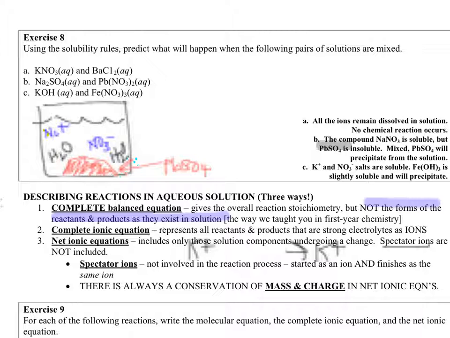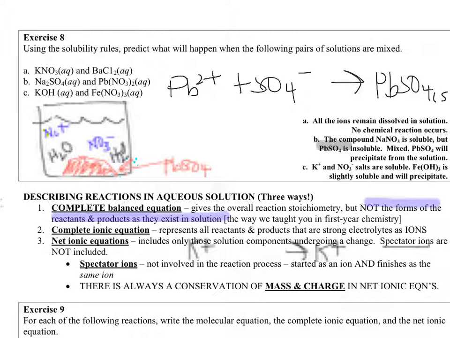So if I were to write my net ionic equation for that lead sulfate, I would just have the lead ions and the sulfate ions, and on the other side PbSO4 solid. The other ions remain as ions in solution. The sodium and the nitrate are highly soluble. They don't change at all from reactant to product side, so I'm going to leave them off.